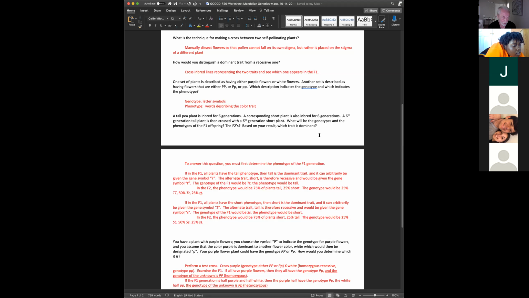The alternate trait in this case then would be tall and is therefore recessive and would be given the gene symbol little s. So the genotype of the F1 would be big S, little s, and the phenotype would be short. In the F2 generation, the phenotype would be 75% short, 25% tall. The genotype would again be 1 to 2 to 1: 25% big S, big S, 50% big S, little s, and 25% little s, little s.